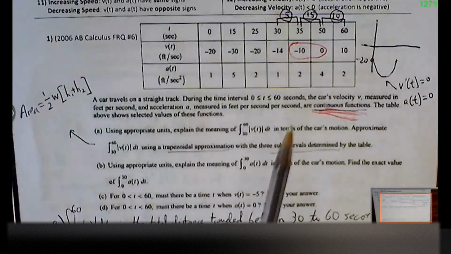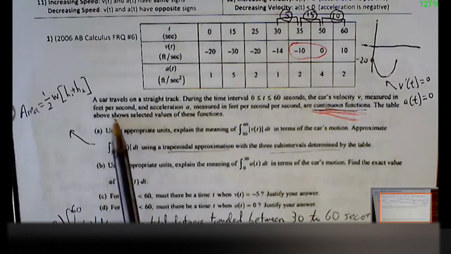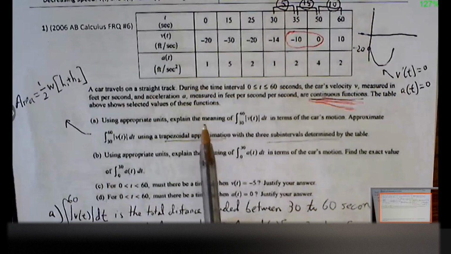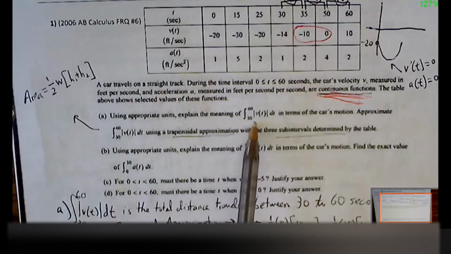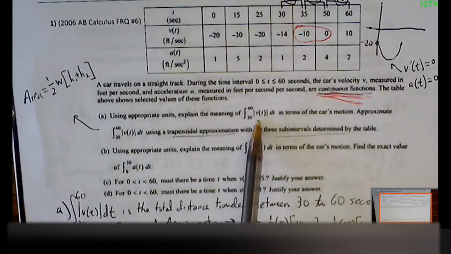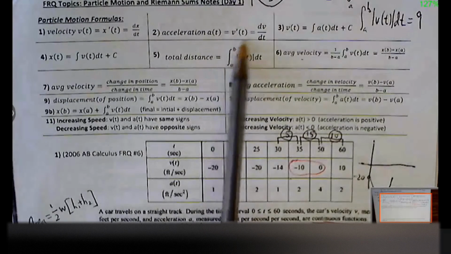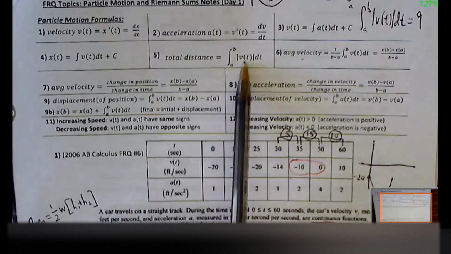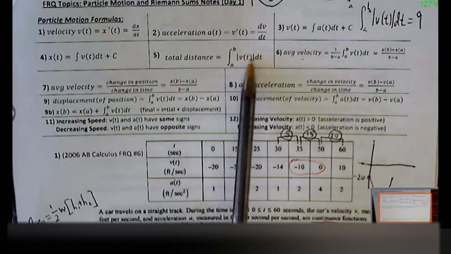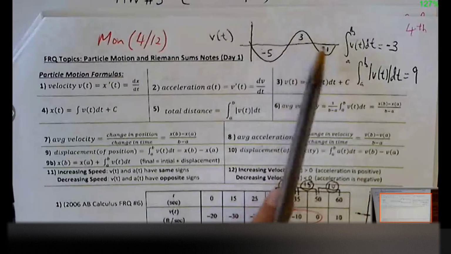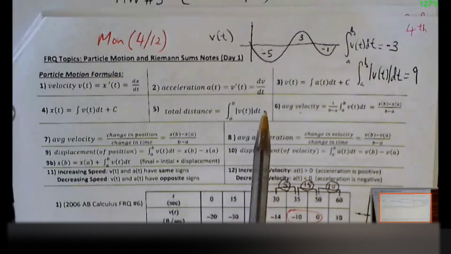Okay, so it says a car travels on a straight track. During that time interval from 0 to 60 seconds, the car's velocity, measured in feet per second, and acceleration are continuous functions. Using the appropriate units, explain the meaning of the definite integral from 30 to 60 of the absolute value of v of t. So we know what this means because we've talked about it. That's just the formula for total distance. If I accumulate all the velocities under the graph, I'm basically converting all of these areas to be positive, and that will give me total distance.